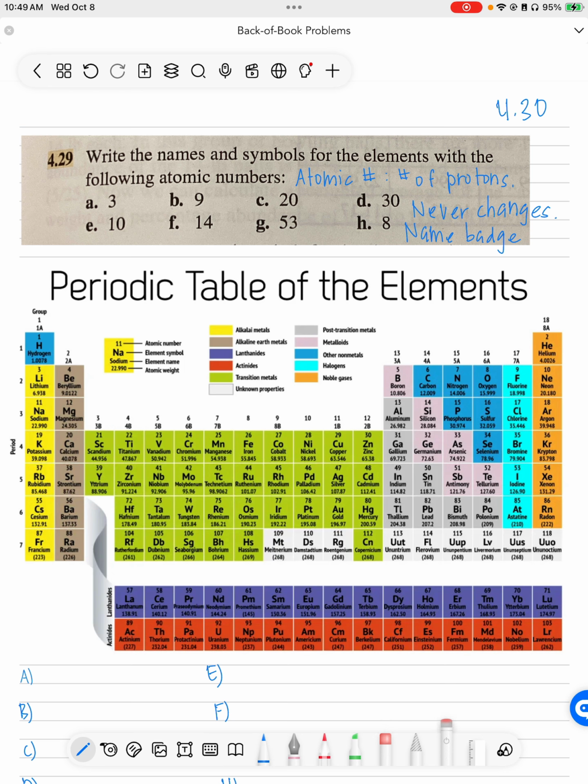And let's look at why. So we have 3 protons in lithium. If we added a proton to lithium, well, now it's going to be beryllium. So it's not even the same element anymore. So again, protons never change their numbers. An element will always have that number of protons, and that is their atomic number.